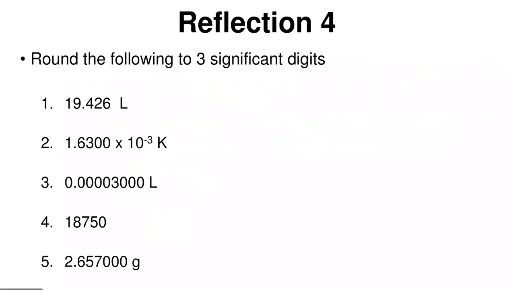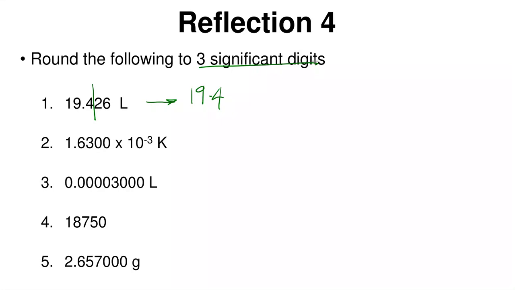So let's try to do some reflection question 4 here. Round the following to 3 significant digits. Let's do it. Only 3 digits. So the first one here, we're dropping this number. This is less than 5. This is going to be 9.4 to 3 digits. Remember, that's what we're doing.